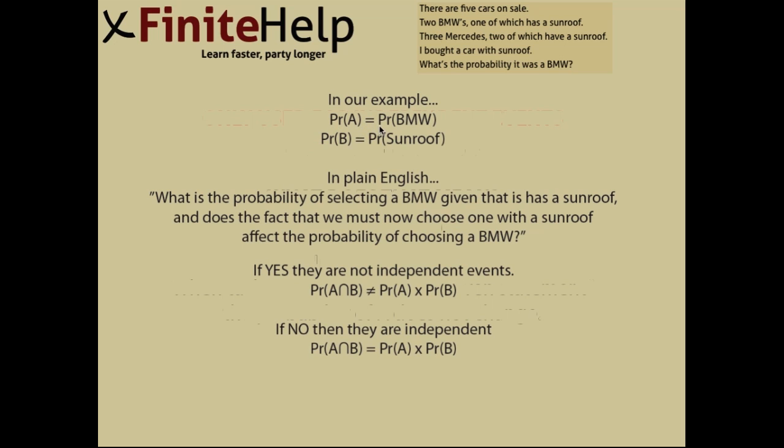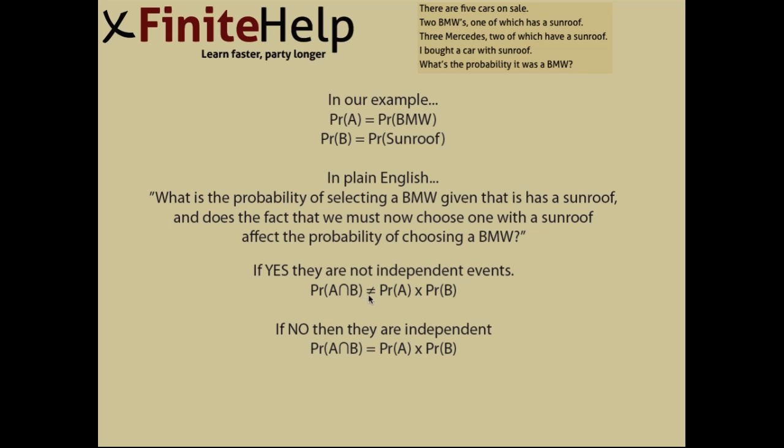So for a specific example, we have the probability of A equals the probability of BMW, and the probability of B equals the probability of sunroof. In plain English, you could test for conditional probability by asking: what is the probability of selecting a BMW given it has a sunroof? And to test for independence, ask: does the fact that we must now choose one with a sunroof affect the probability of choosing a BMW? Clearly, the answer is yes, because there are only 2 BMWs to choose from, and you're eliminating one because it doesn't have a sunroof, so that's changing the probability of selecting a BMW. So if you answered yes, like in this problem, they are not independent events.